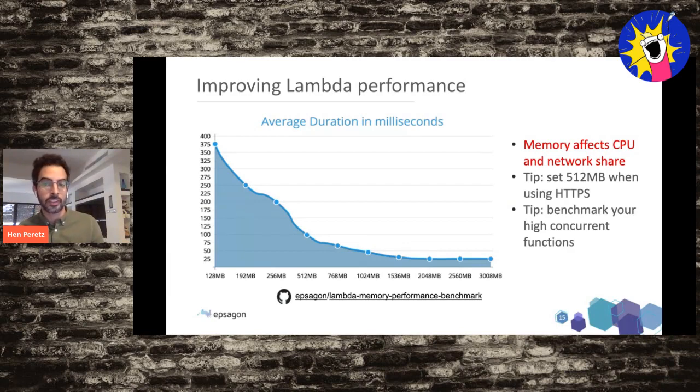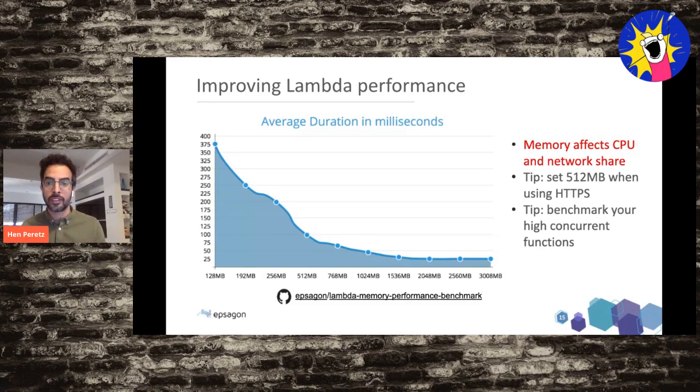Due to that effect on the network share, when your Lambda calls an HTTPS endpoint, because of the SSL certification and the SSL handshake, we also detected that it's required to have at least 512 megabytes in order to get improved performance. Other than that, doing all of this benchmarking, you can see that the more memory you use, the more the performance improves. And in some cases, also in terms of pricing, you can use more memory, but because you improve the performance time, you're going to pay less.